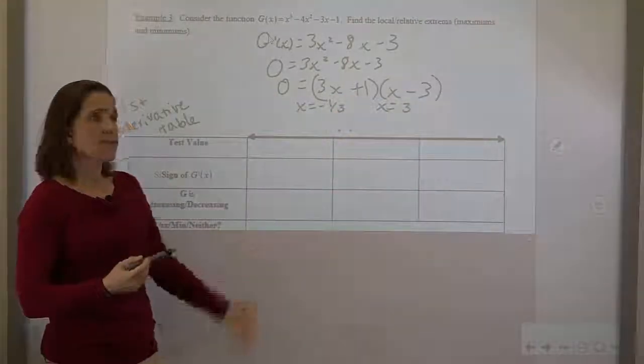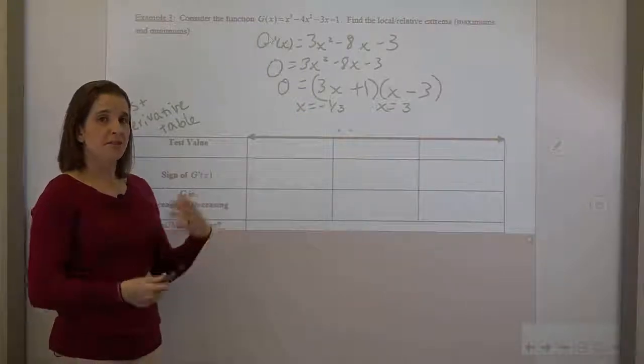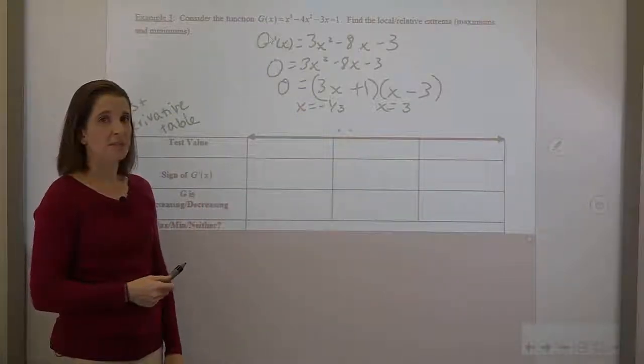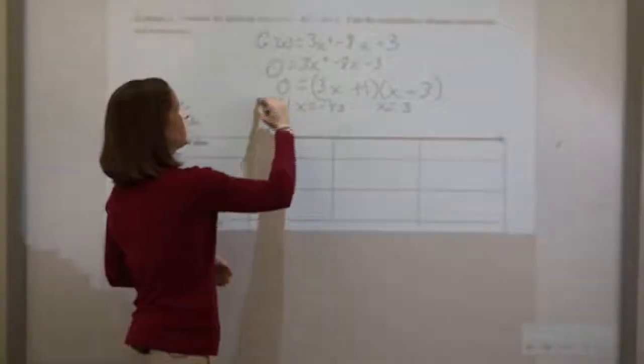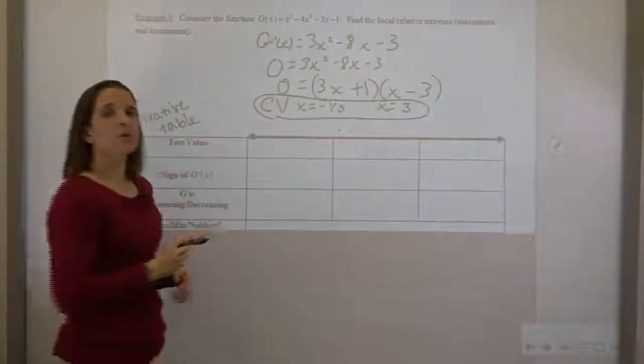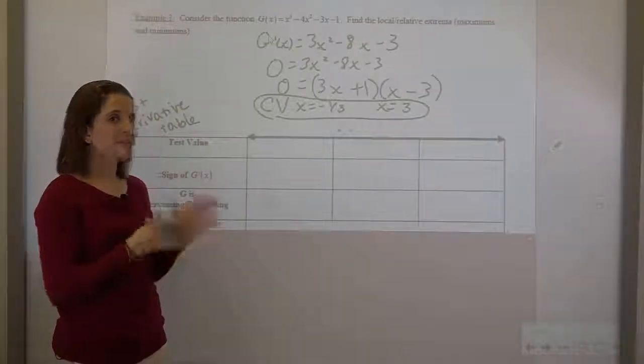Okay, so we've done sign charts before. This one's going to be a different version of a sign chart, but the principle is going to be the same. So I'm going to take my critical values, and I'm going to put them in order on a number line. Now the scale doesn't really matter.